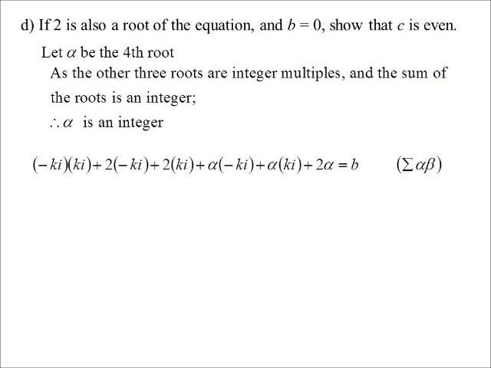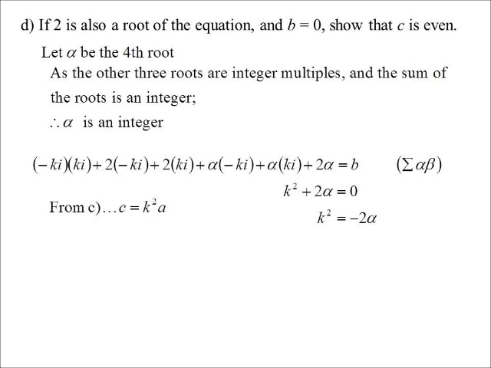There's the sum of the roots 2 at a time. I've got some cancelling there. So minus 2ki and plus 2ki, they're going to cancel. The alpha minus ki, and that's going to cancel as well. I'm left with k squared plus 2 alpha is equal to 0. What are we trying to show? C is even. There's no C there. Well, k squared is minus 2 alpha. But hang on, C was equal to k squared A.